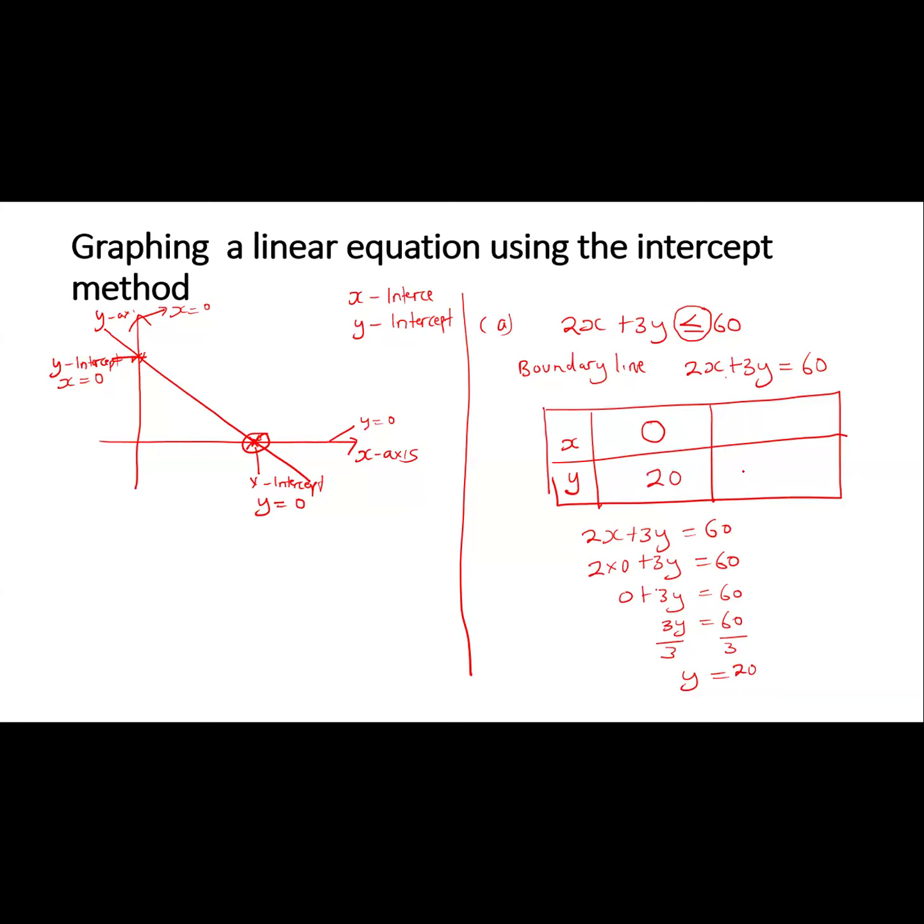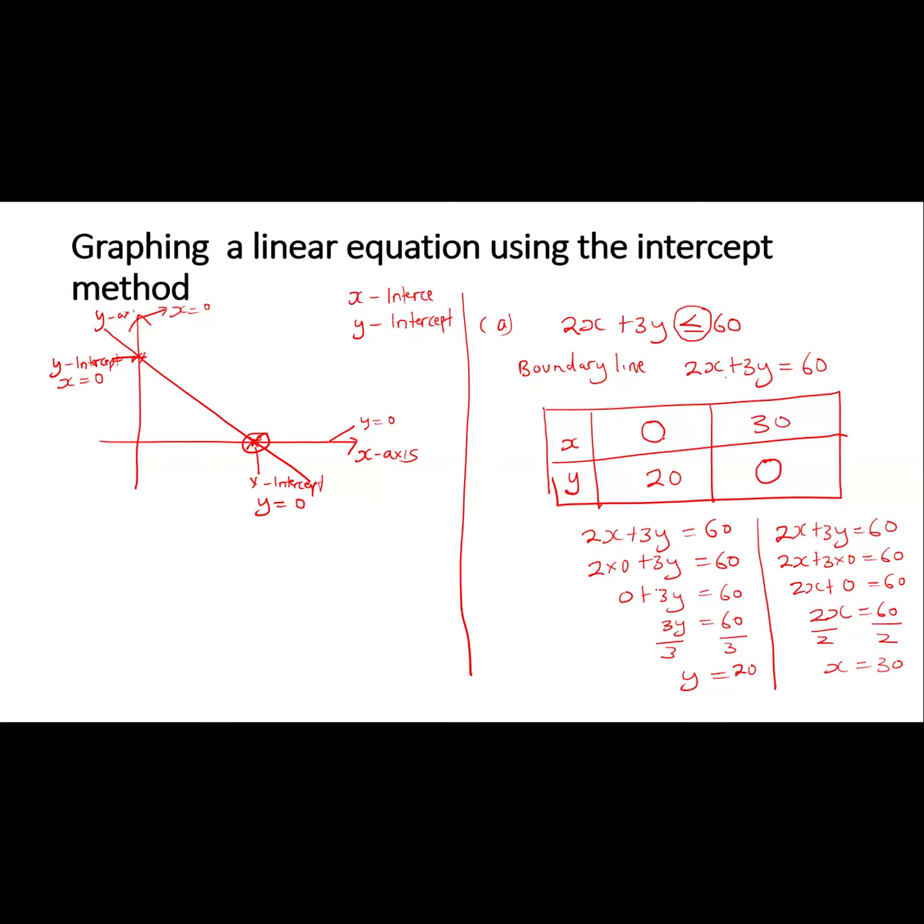After that, what about the x-intercept? The x-intercept means my y is 0. So I put 0 for y. Then I come back to my equation, 2x plus 3y is equal to 60. Where there is y, I will put a 0. So this is 2x plus 3 times 0 is equal to 60. 3 times 0 is 0, so here I'll have 2x is equal to 60. I divide by 2 on both sides, and my x will equal 30. So where there is x, I put 30.